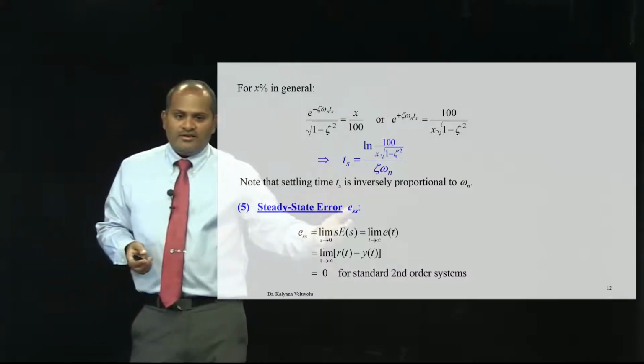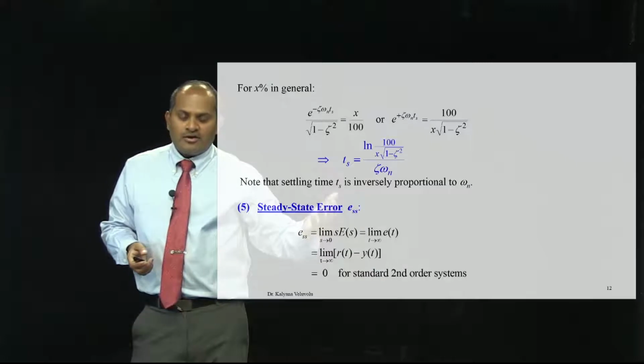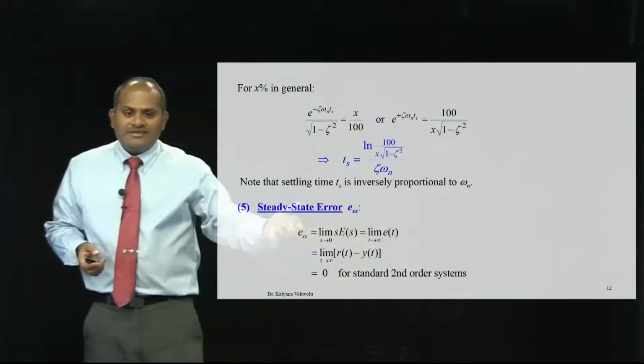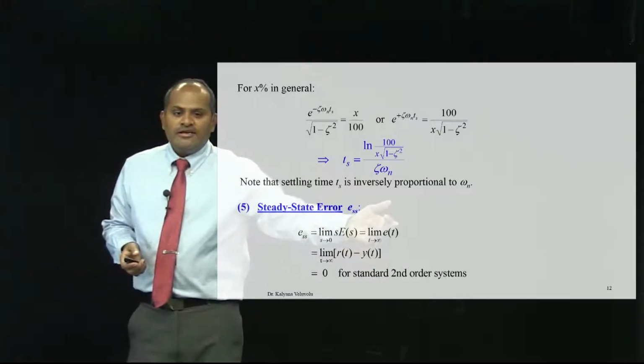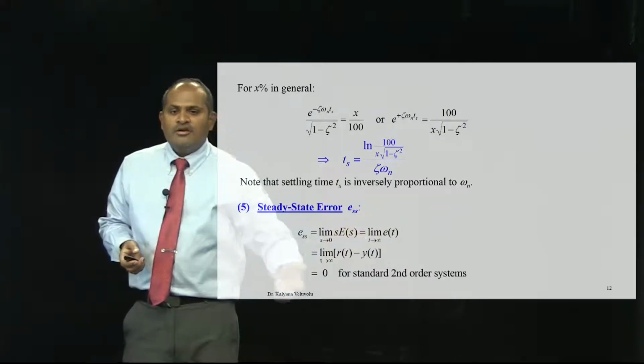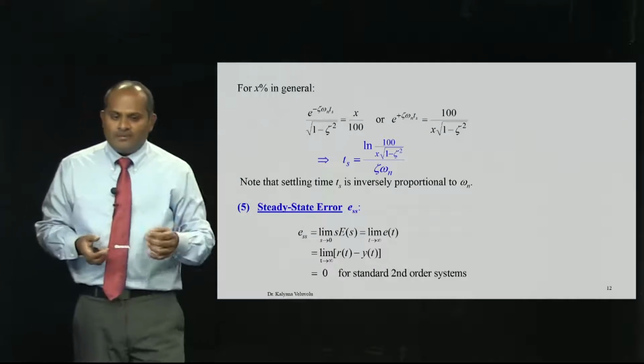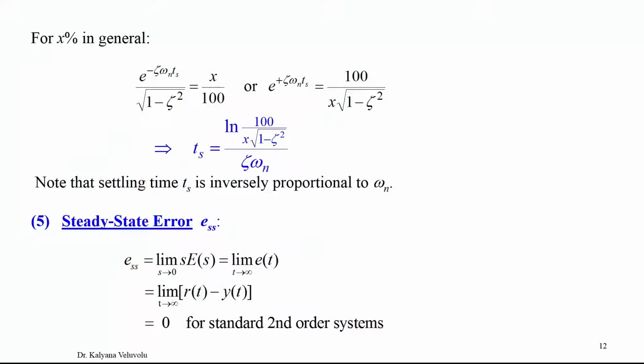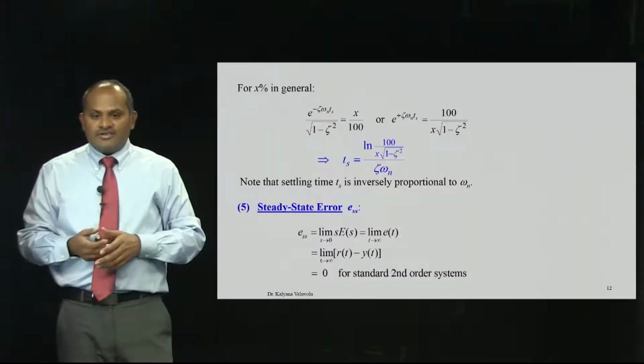We can also calculate this in the time domain. Steady state error is the limit as t tends to infinity of e of t, or the limit as t tends to infinity of r of t minus y of t. If you use the expression, we get 0. This is a time domain expression, but we can also find the steady state error in the S domain, that will be the limit as s tends to 0 of s into E of s. So, for standard second order systems, I would like to repeat that the steady state error is equal to 0.